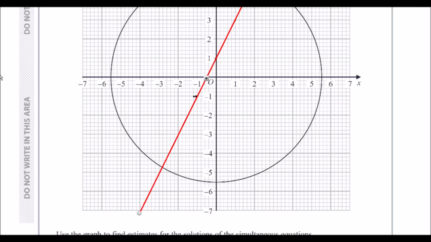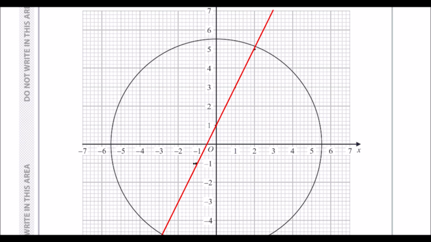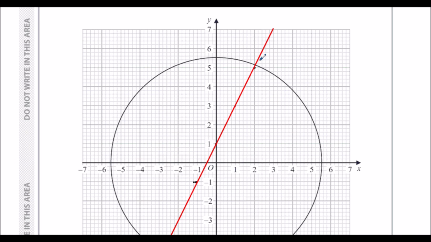So what are the solutions? The solutions are where the graphs intersect. So it's at this point here, which seems to be at 2, 5.2.